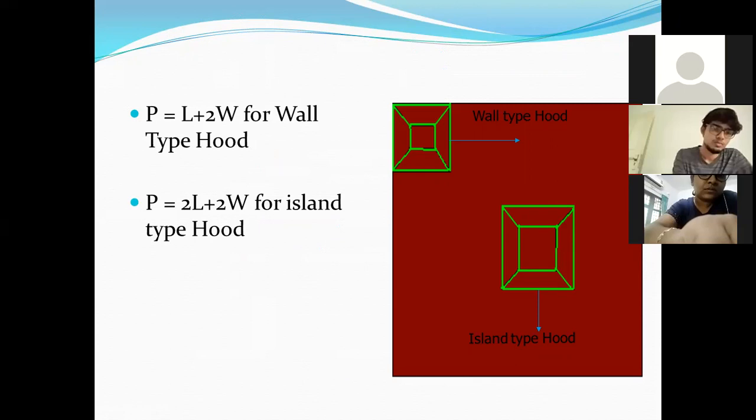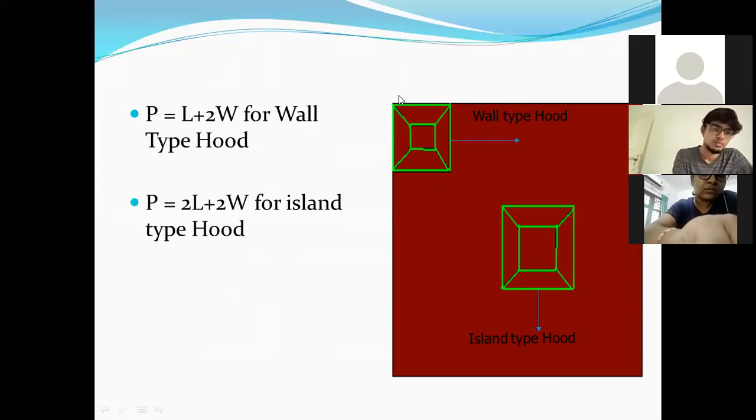So when you are designing a wall mounted type kitchen hood, to find out the perimeter, you can use this formula: L plus 2W. W means width and L means length. You can exclude one length because in a wall mounted type, this hood is placed on the wall. So you can exclude that length. You understood? So the perimeter will be only L plus 2W. 2W means this W plus this W, plus this length. We are excluding this length because it is a wall mounted type.